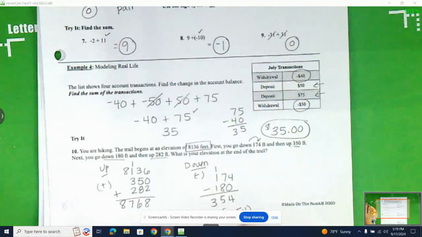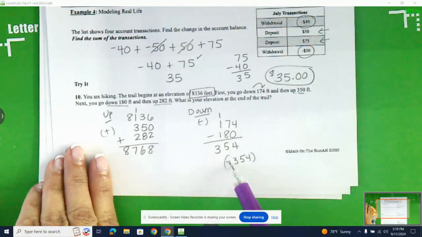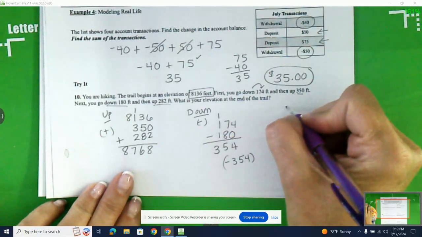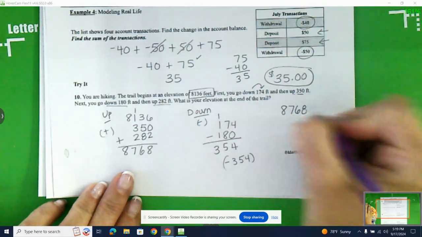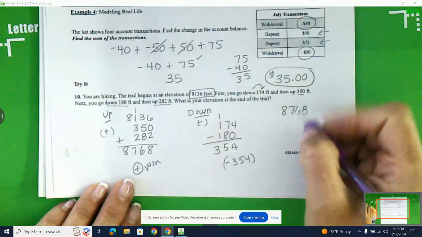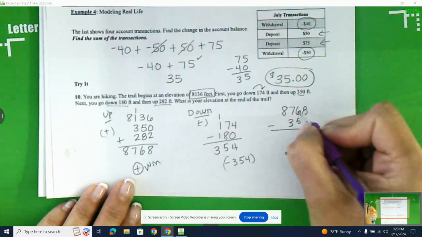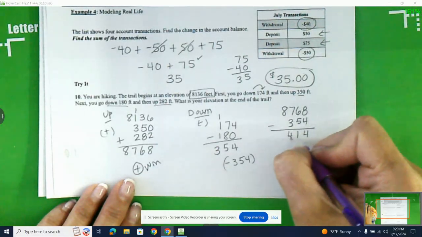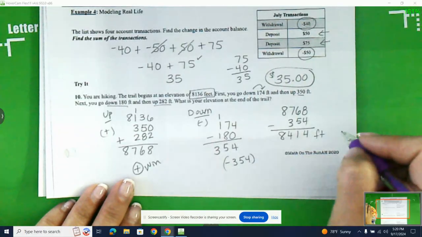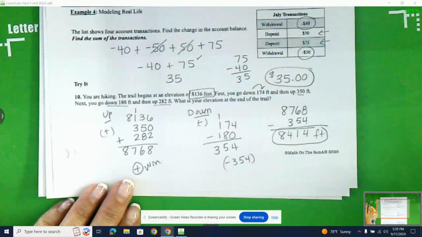So we're going to add these two numbers together, our 8,768 and our -354. So different signs subtract. And then we're obviously going to have more positive, so positive is going to win. Okay, 8 minus 4 is 4, 6 minus 5 is 1, 7 minus 3 is 4, and 8 minus nothing is 8. So our elevation at the end of the trail is 8,414 feet.